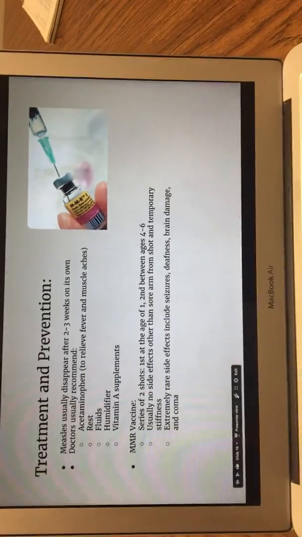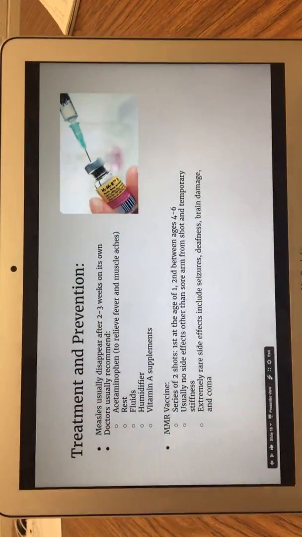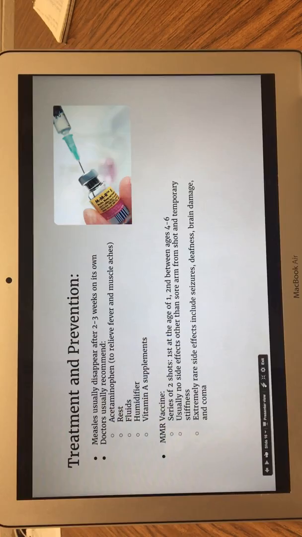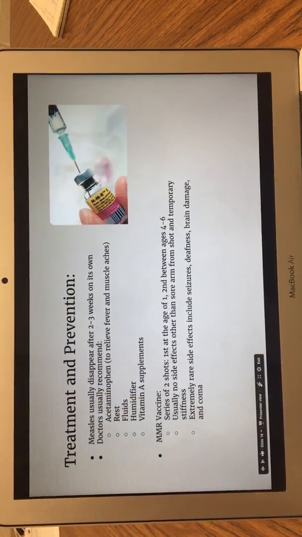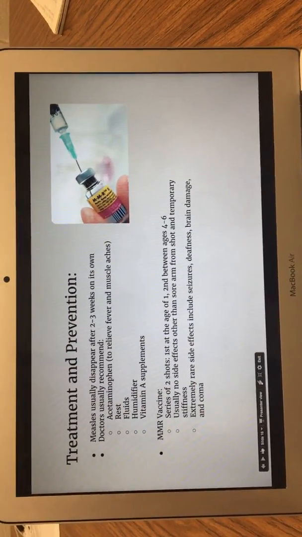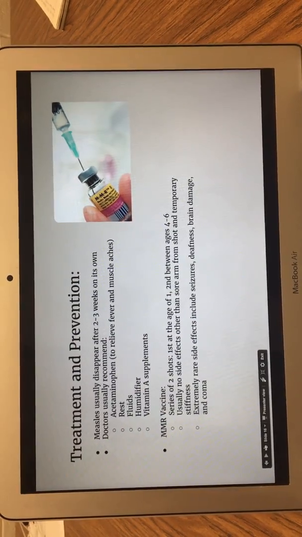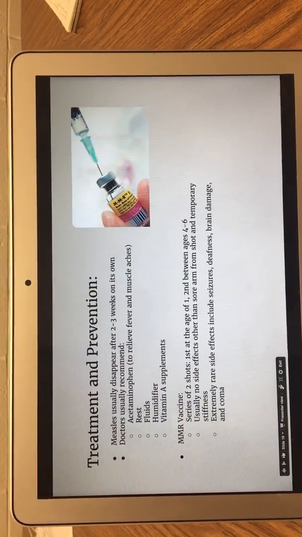Hi, I'm Marielle, and I'm going to talk about the treatment and prevention of measles. Much like the flu or the common cold, measles usually disappears after 2 to 3 weeks on its own, and has many of the same treatments that doctors usually recommend to help treat the virus.